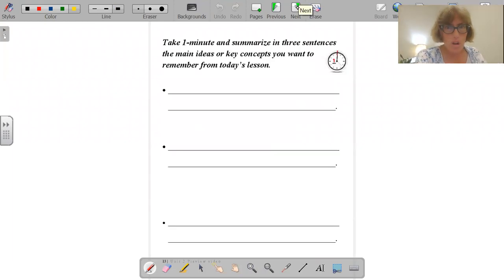Take a minute on your own, summarize what are the 3 key concepts from this lesson.